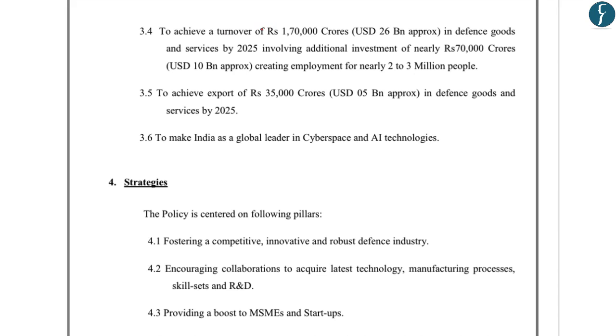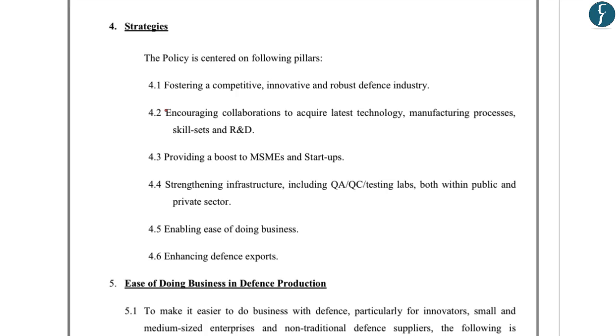Moreover, the Government of India intends to have a turnover of around $26 billion in defense goods and services by the year 2025, and thereby create employment in the defense industry of around 2 to 3 million people. Apart from this, it aims to achieve exports worth around Rs 35,000 crore by the year 2025. And finally, to make India a global leader in cyberspace and artificial intelligence technologies. Now let us understand how the Government of India intends to achieve these objectives. First, the Government of India is encouraging collaborations between Indian and foreign manufacturers, such as under the SPM model, to acquire latest technology, manufacturing processes, research and development, and in other fields.